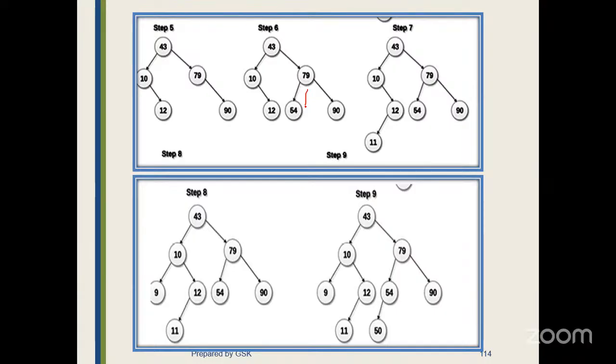Next, 12. 12 is less than the 43, right? So you must come to the left hand side. And coming to the left hand side, we have the node 10. So 12 is greater than 10. So you must create a right subtree for the 10 and you can write 12 here. Then 11. 11 is less than the 43. So you must go to the left hand side and we have 12 here. So 11 is less than the 12. So you must create a left side for the 12.